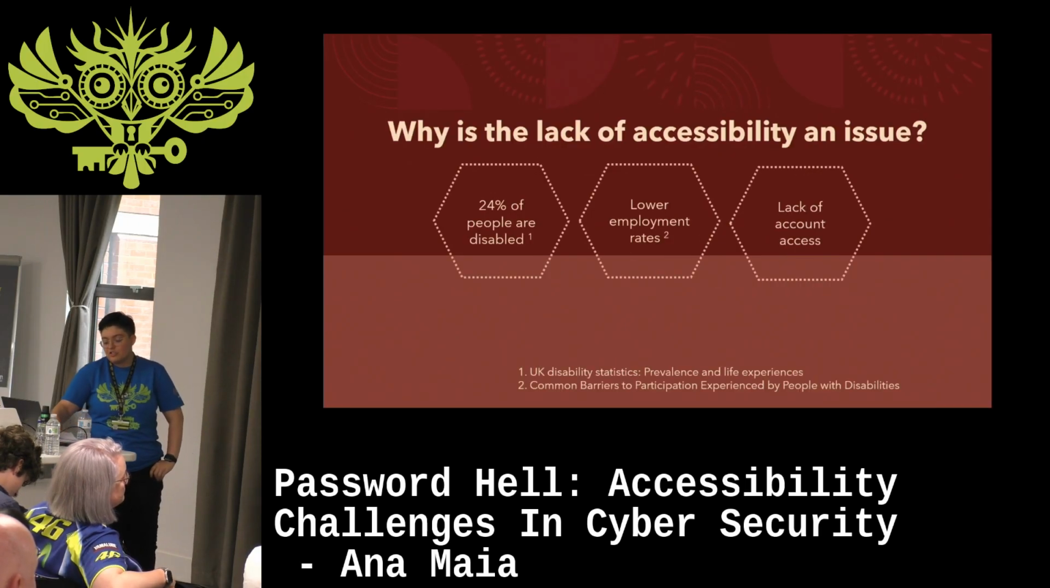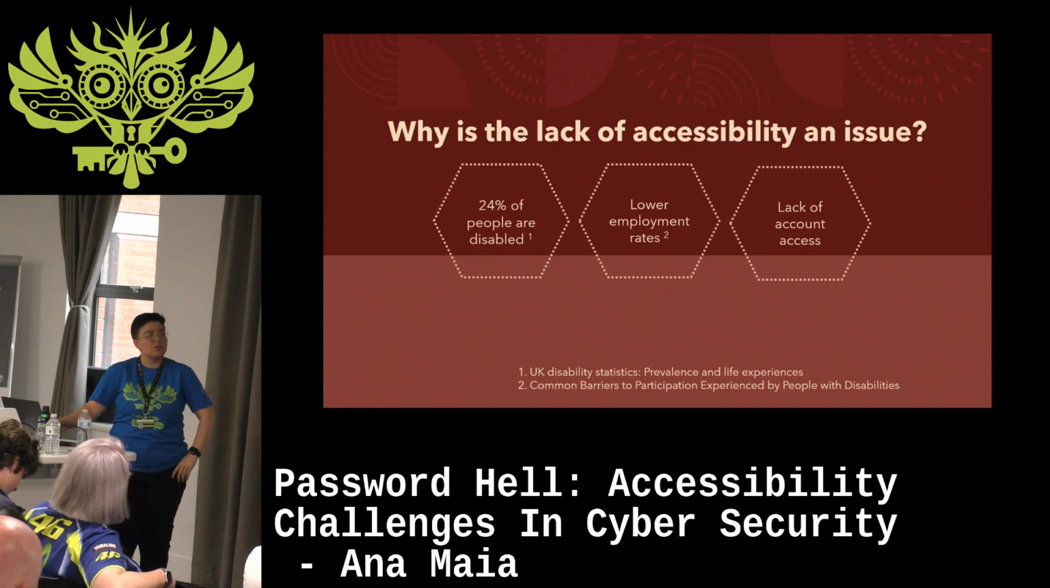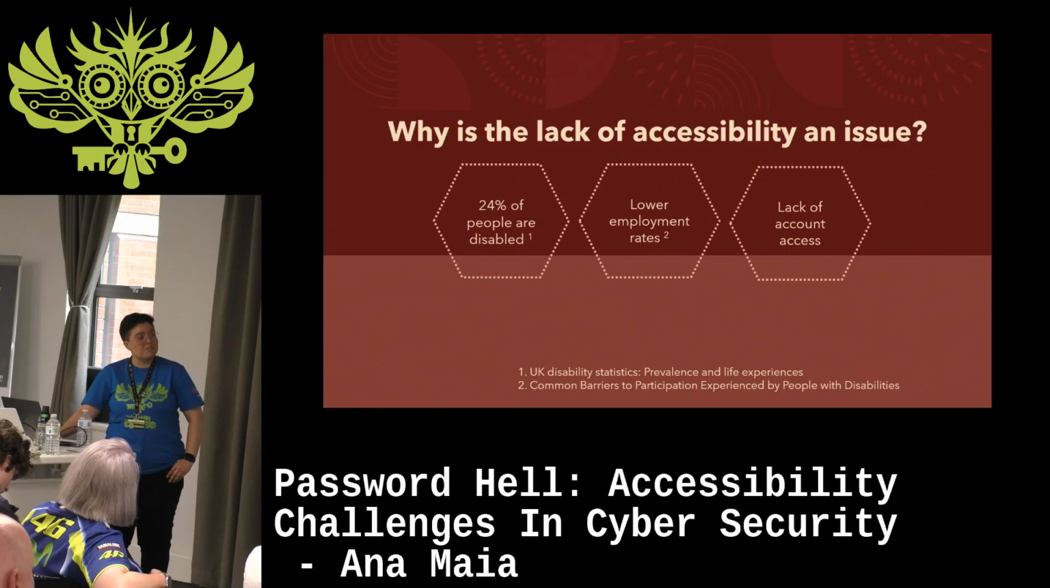Now, why is it an issue? I assume we all know why, but if that number up there doesn't scare you, I know it scares me. 24% of the population in the UK are disabled. That is only reported statistics, and as we know, it is so hard to get a diagnosis and for that actually to go through. So in reality, that is a much higher percentage.